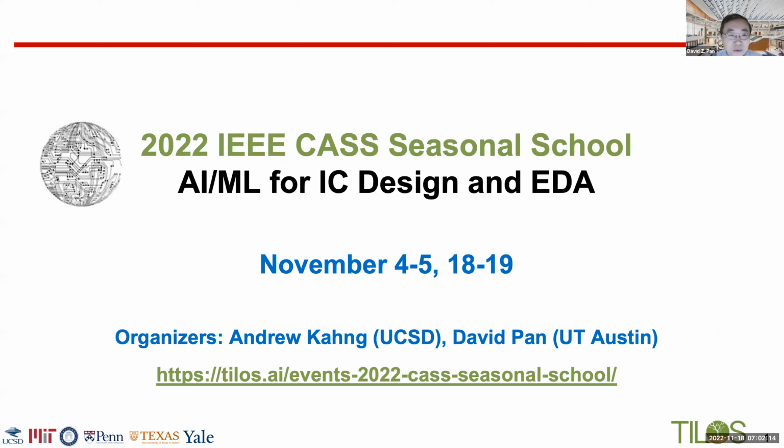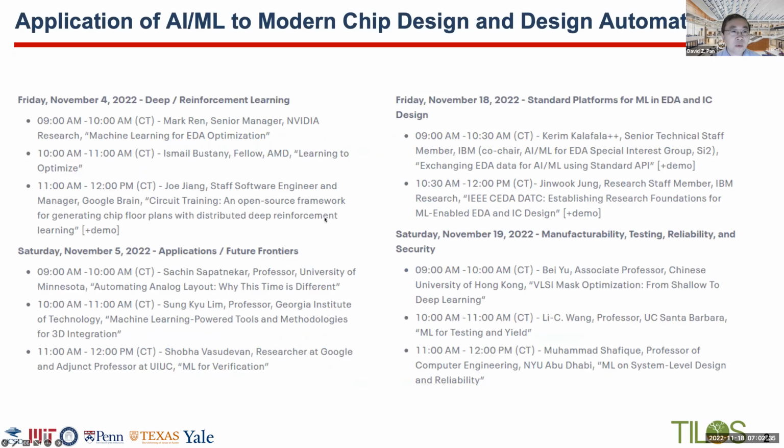So depending on where you are, welcome to the second half of our IEEE CAS seasonal school on AI and machine learning for IC design and EDA. This event is organized by Professor Andrew Kang at UCSD, and I'm David Pan from UT Austin. Many of you probably already attended the first half of this seasonal school.